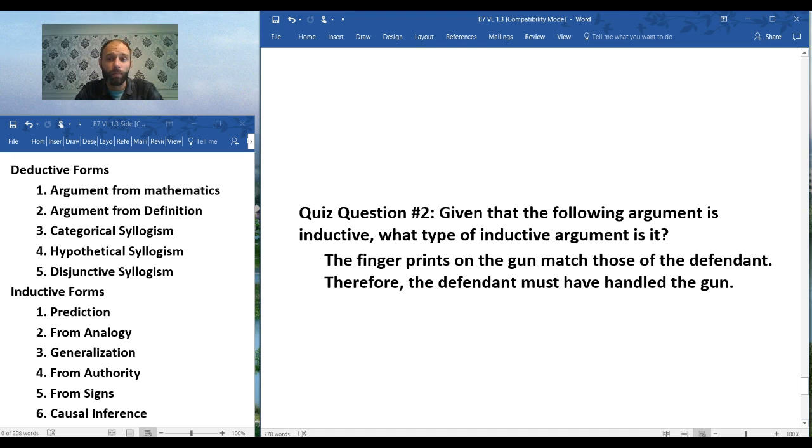Quiz question number 2. Given that the following argument is inductive, what type of inductive argument is it? So I'm telling you this is an inductive argument. Which of the 6 types of inductive forms does this argument have? So the fingerprints on the gun match those of the defendant. Therefore, the defendant must have handled the gun.